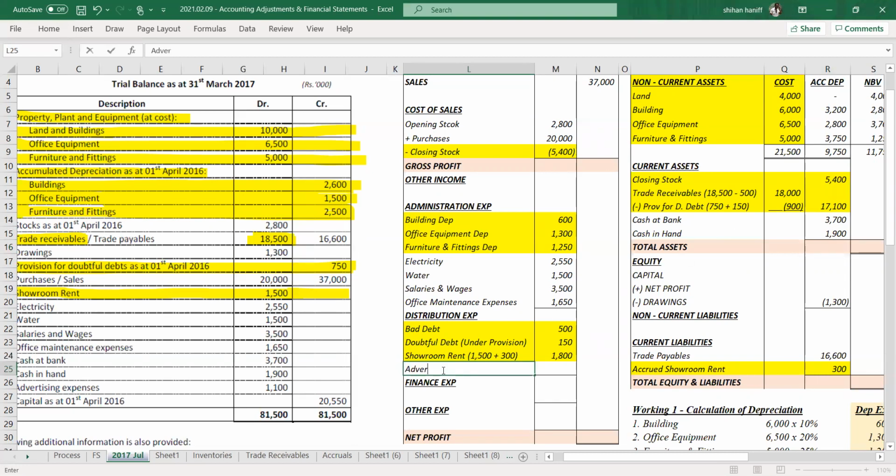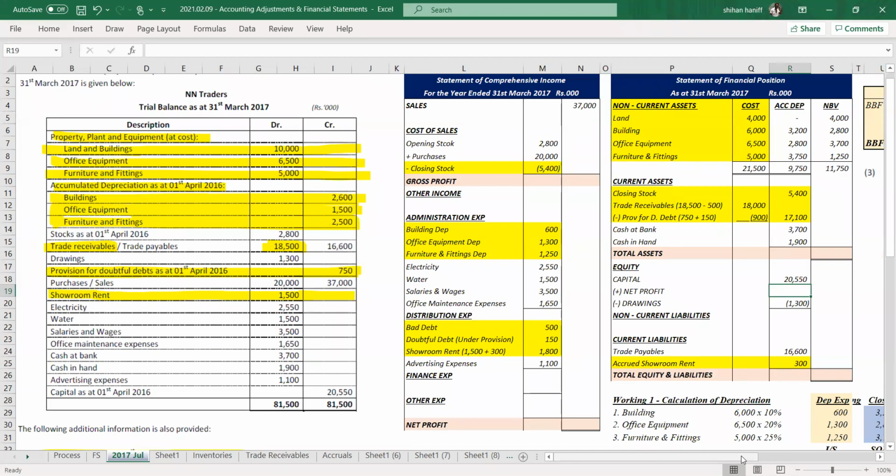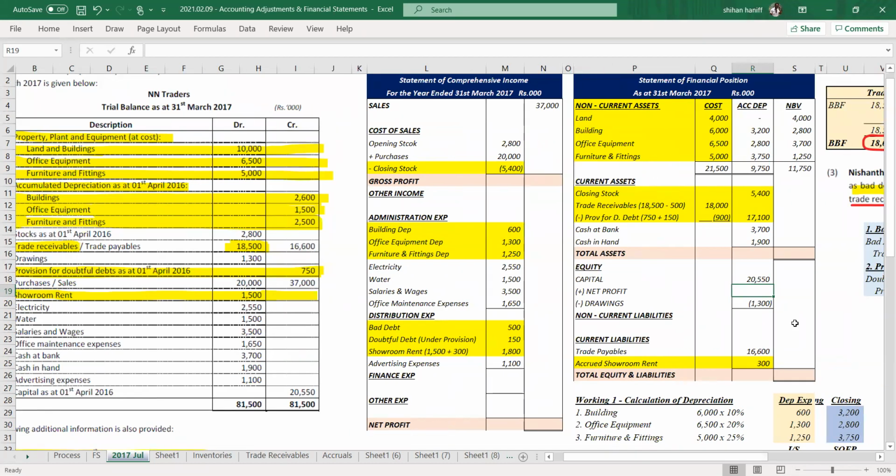Advertising expenses 1,100. Capital opening balance 20,550. That's it. Now let's calculate the total values.